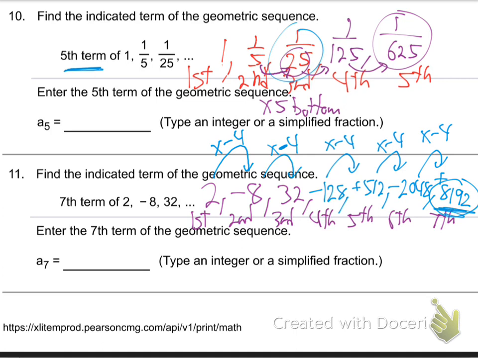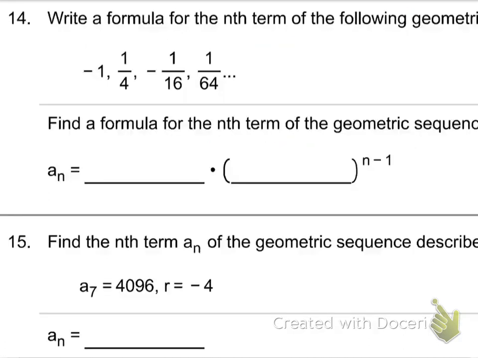All right. You guys okay with that? I want to get to the hard ones, but I don't want to go so fast I'm not making any sense. Is that all good? Okay. So there's number 14. Now they want me to write a formula, an a sub n formula. So how do we do that?